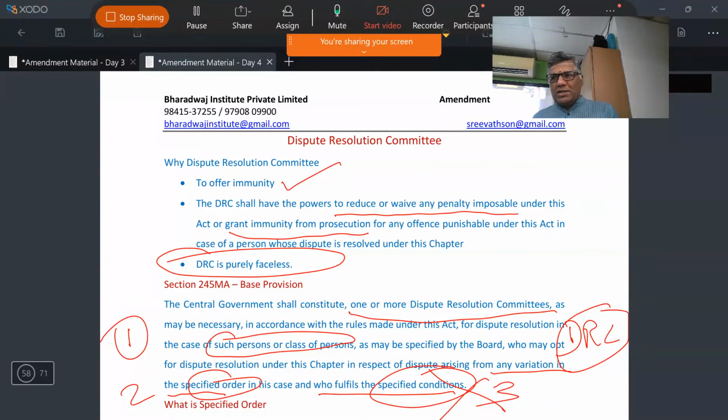Dispute resolution committee, for granting immunity from penalties and prosecutions for specified assessees against specified order, provided specified conditions are fulfilled.